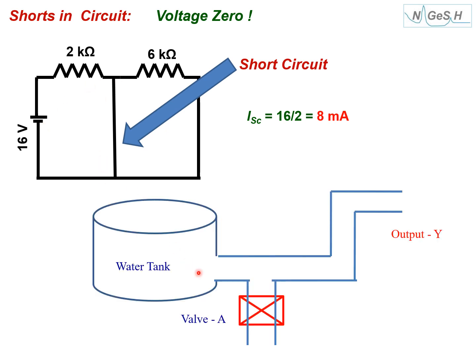There is a water tank here. If this valve is closed, water will be flowing like that to the output. Once you open this, it's like short circuited. All the water will flow here, and you may not get water here. And this is also a kind of NOT gate or inverter, which we'll see in digital electronics, because if you open this valve, output will be 0. And if you close this valve, you will have some output here.